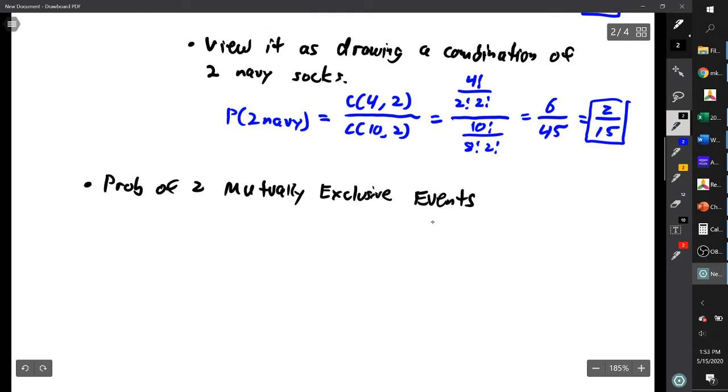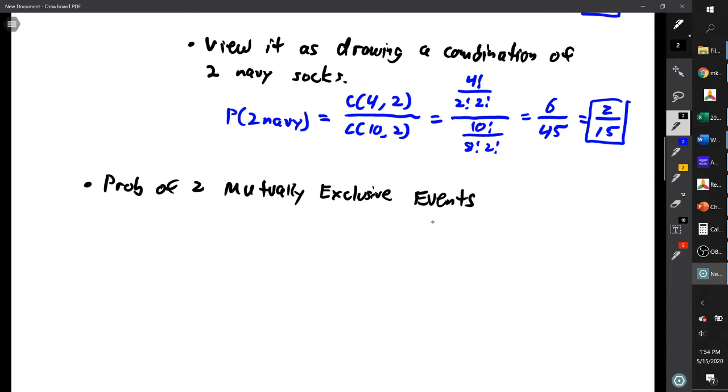So what do we mean by that? We mean that it is impossible to satisfy the criteria of both probabilities or of both events at the same time. An example would be like rolling a 2 and a 5 on a number cube.